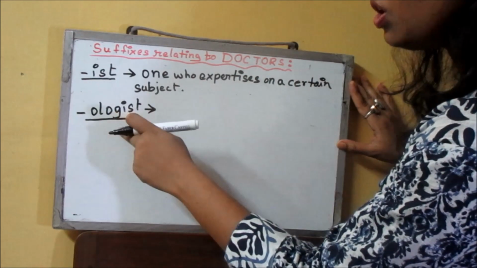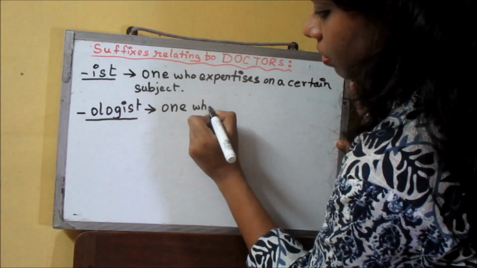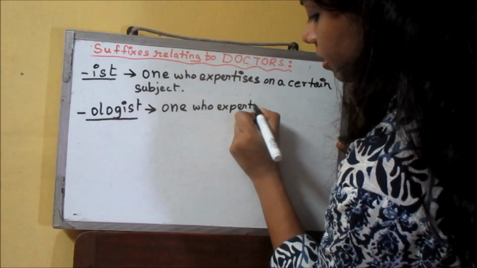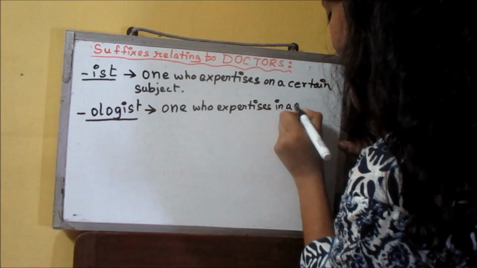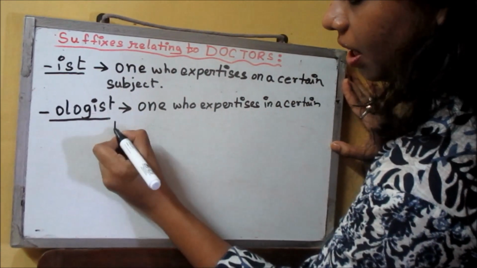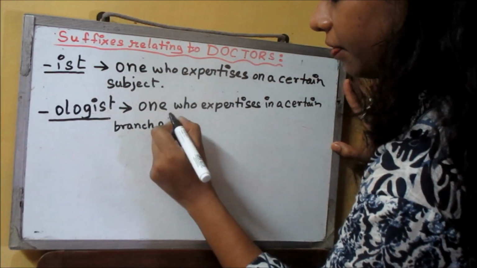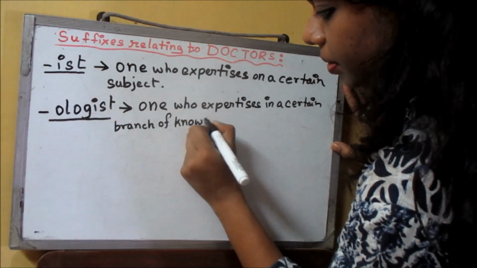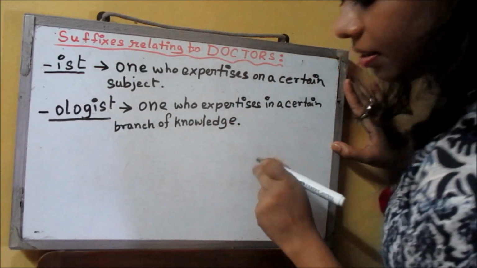So ologist is one who is an expert in a certain branch of knowledge.